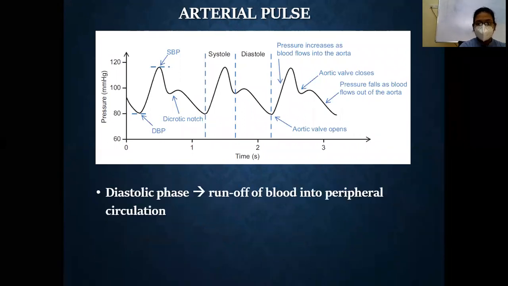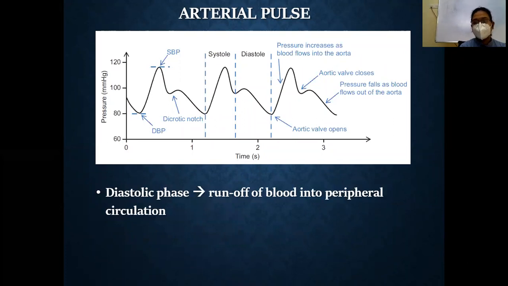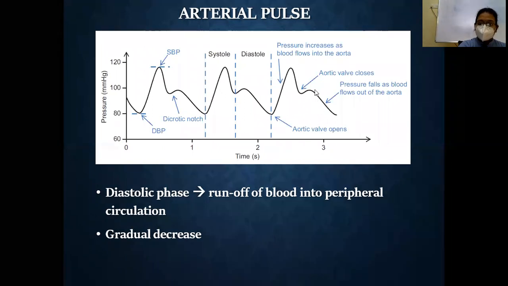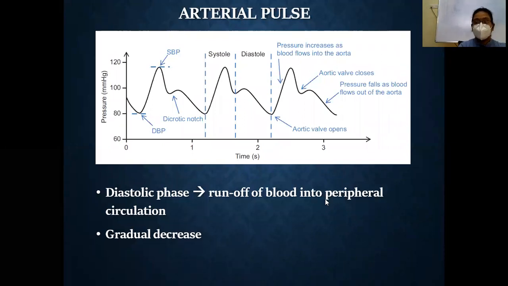Now from the aorta, the blood will start going towards the peripheral circulation. That's why you see this fall in the pressure. Okay, and then this fall is very gradual. It is not so sudden because as you know the arteries divide more into multiple branches. So there is gradual decrease in this pressure.